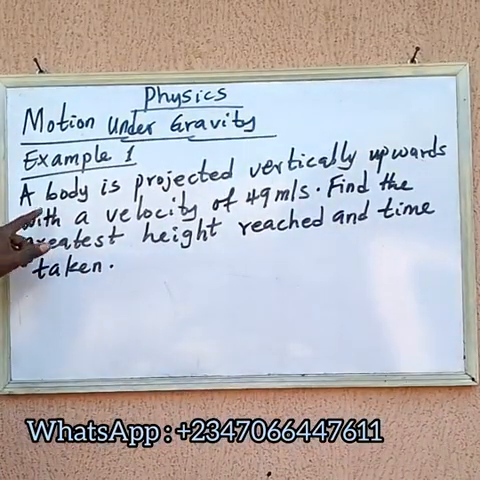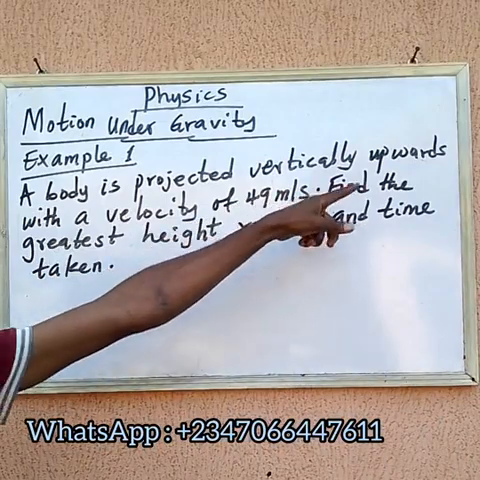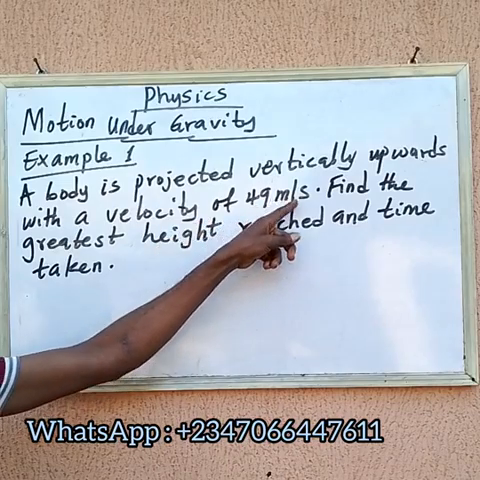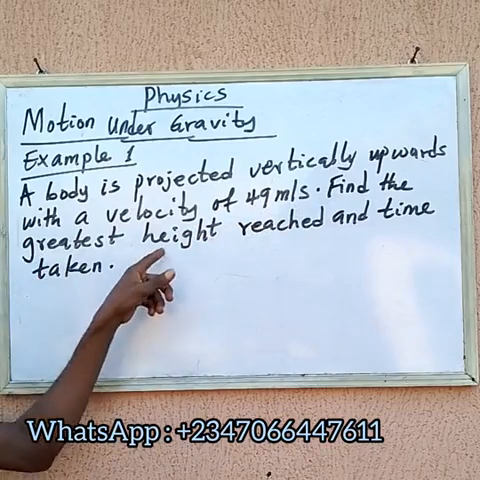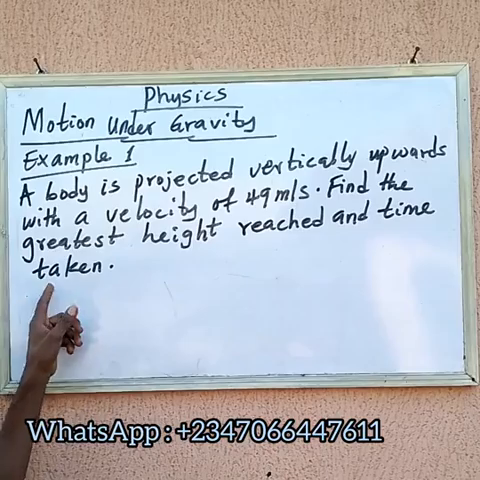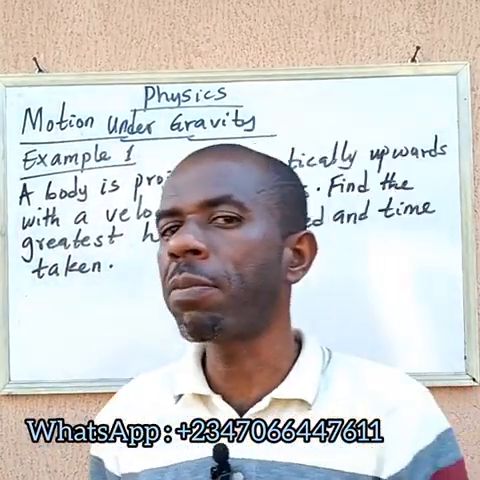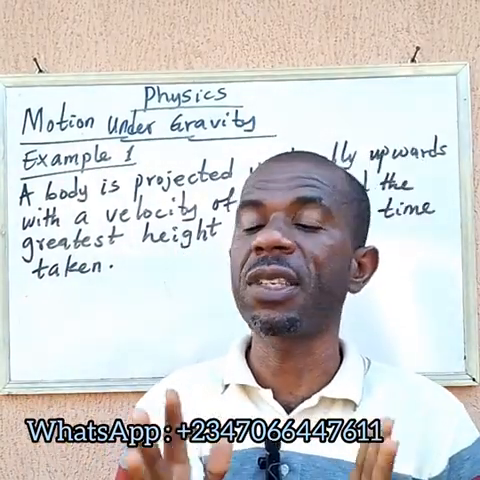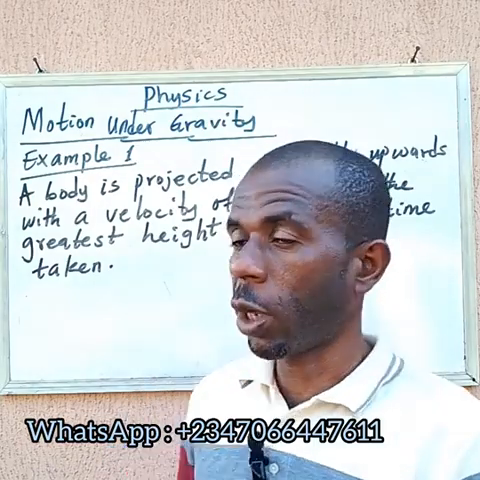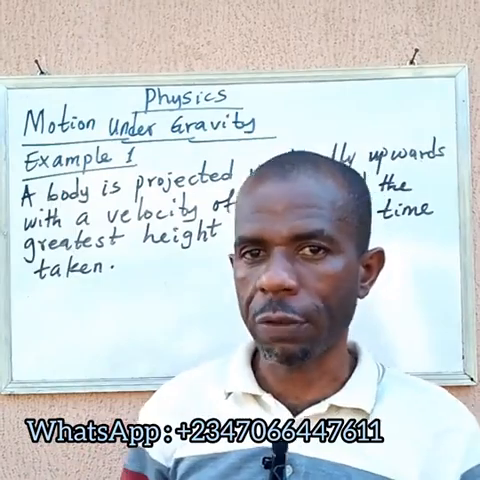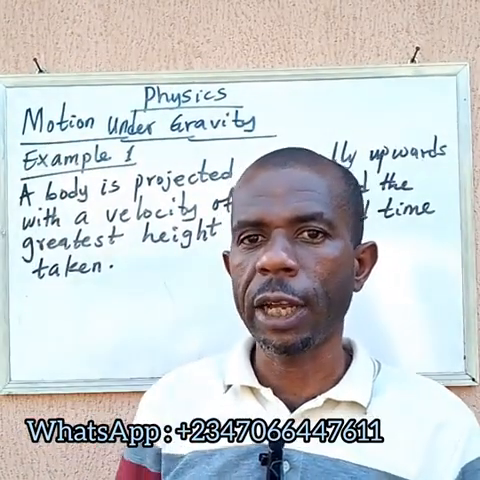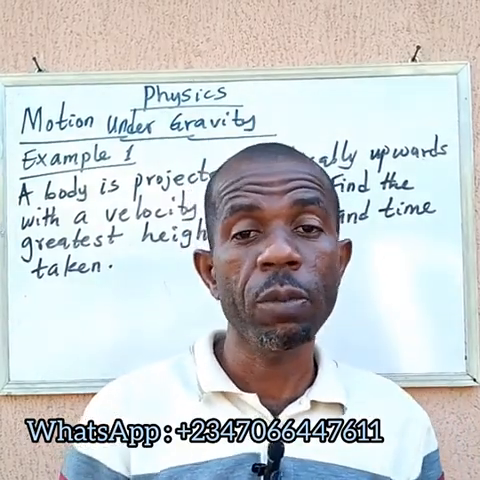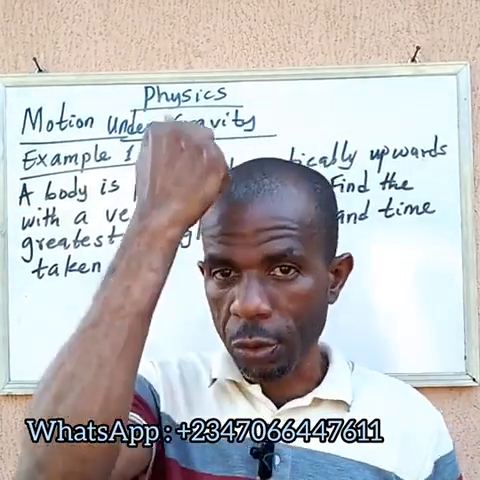This question says, a body is projected vertically upwards with a velocity of 49 meters per second. Find the greatest height reached and time taken. So in my previous video, the introduction to motion under gravity, I gave a detailed explanation. If you look at this question, this one is for working against gravity, so we are projecting upward. I gave the formula for the greatest height reached, and also the formula for the time to get to that maximum height.